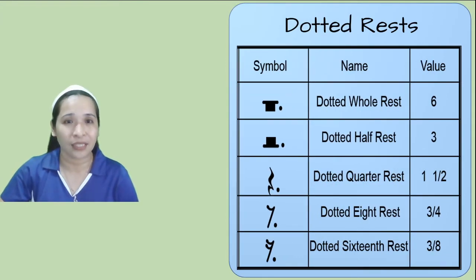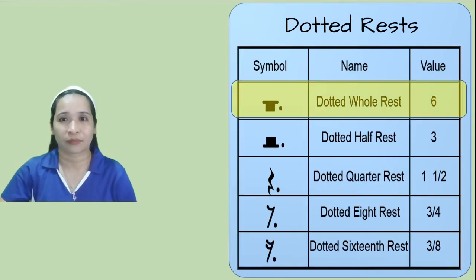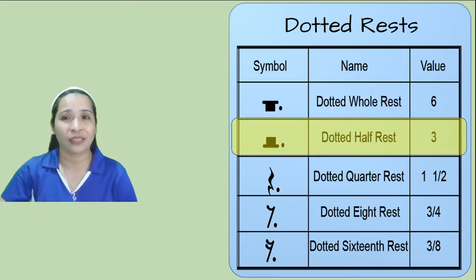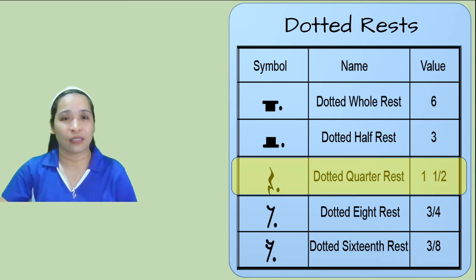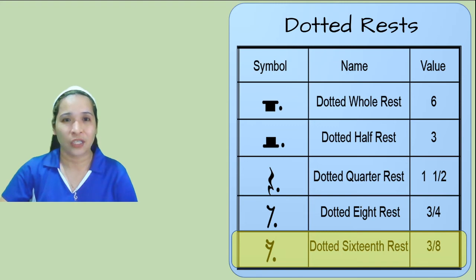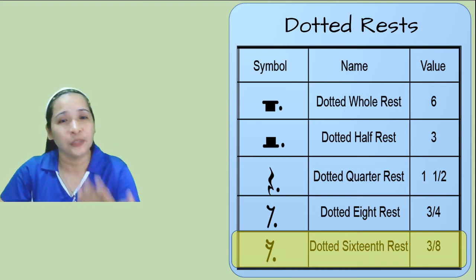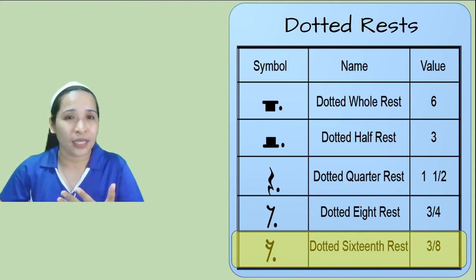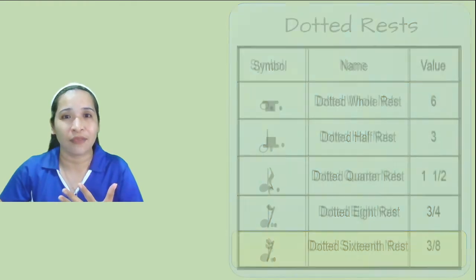Dotted whole rest has a value of 6. Dotted half rest has a value of 3. Dotted quarter rest has a value of 1 and 1/2. Dotted eighth rest has a value of 3/4. And dotted 16th rest has a value of 3/8. So those are the different dotted notes and the different dotted rests and their corresponding values.